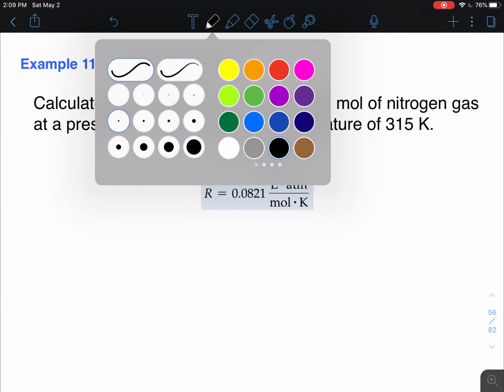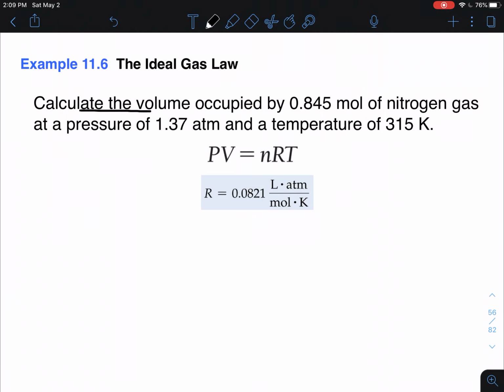So here's an example problem. Calculate the volume accompanied by 0.845 mole of nitrogen gas. So we're solving for volume. n equals 0.845 mole N2.